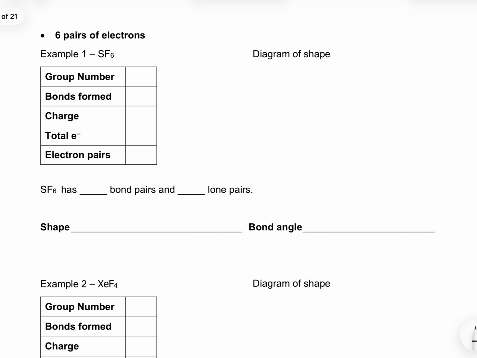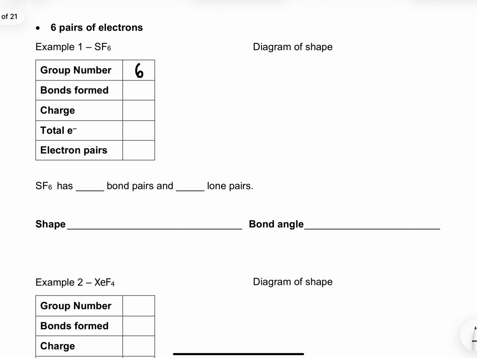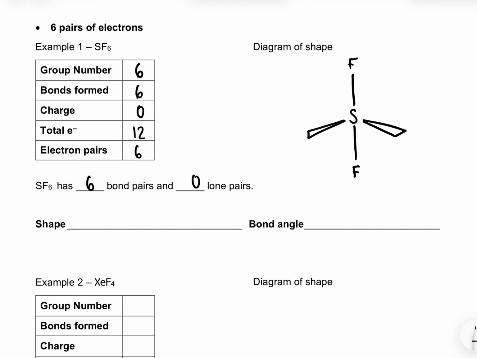Our last pairs of electrons around our central atom is 6. So we're going to go for sulfur in group 6 with 6 Fs attached, no charge, 12 electrons or 6 pairs, 6 bond pairs and no lone pairs. And when we do that, we're going to take up the shape that minimises repulsion, and that is the shape of an octahedron, which, although it has 8 faces, has 6 vertices, and that's our 6 Fs.